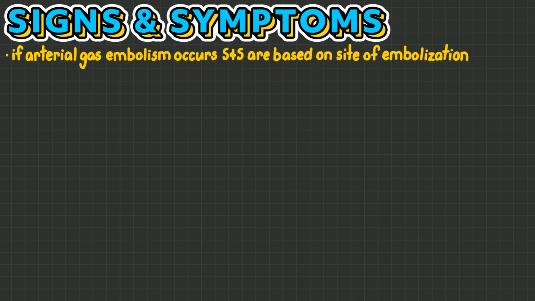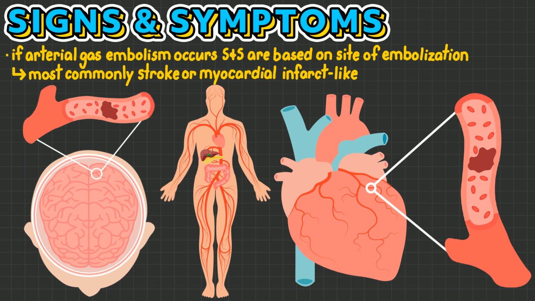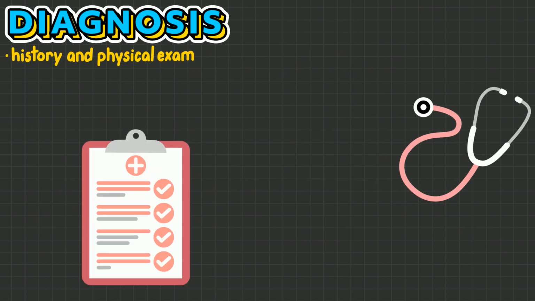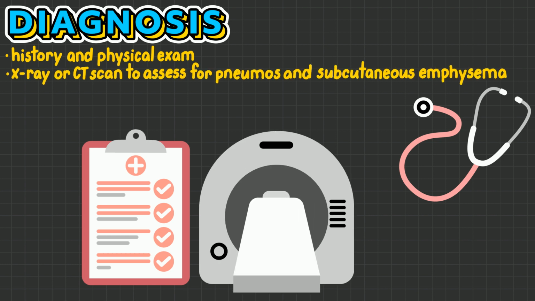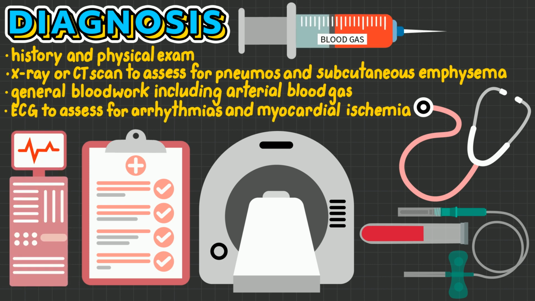And finally, if an arterial gas embolism occurs, signs and symptoms are based on the site of embolization, but are most commonly stroke or myocardial infarct-like. Diagnosis of pulmonary overinflation syndrome includes a history and physical exam, X-ray or CT scan to assess for pneumos and subcutaneous emphysema, general blood work, including an arterial blood gas, and an ECG to assess for arrhythmias and myocardial ischemia.